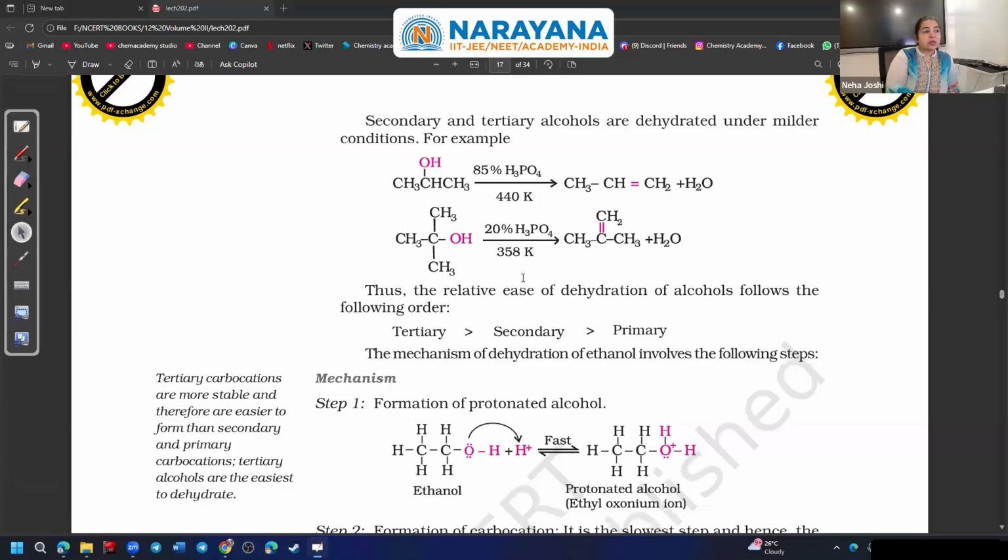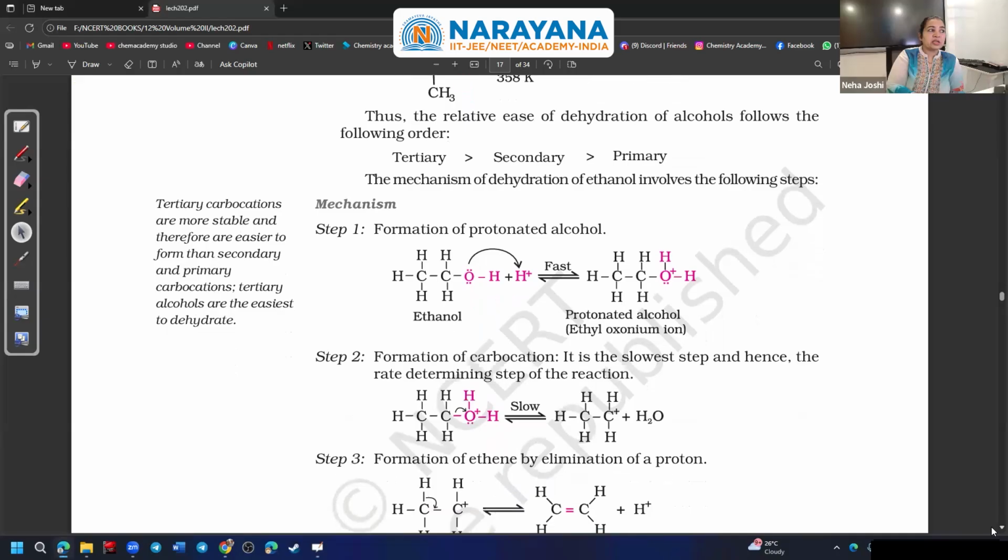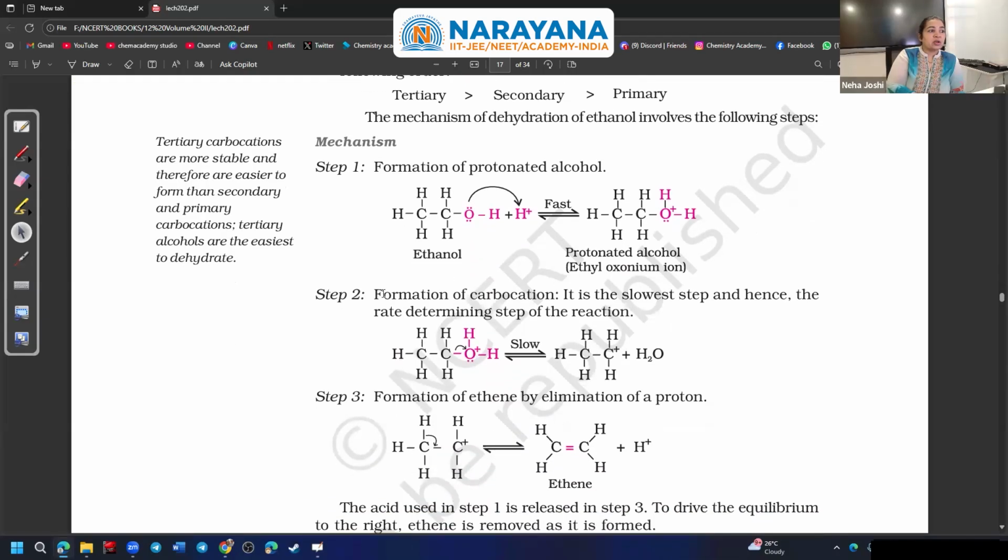Okay, that is how it is considered: the easier it is to form a carbocation, the faster the E1 will take place. Thus, the relative ease of dehydration is tertiary, secondary, and then comes the primary. The mechanism is certainly the same, the formation of carbocation. Though I have a strong objection to what is written here in NCERT, right?